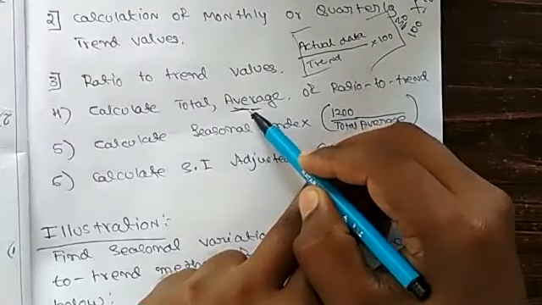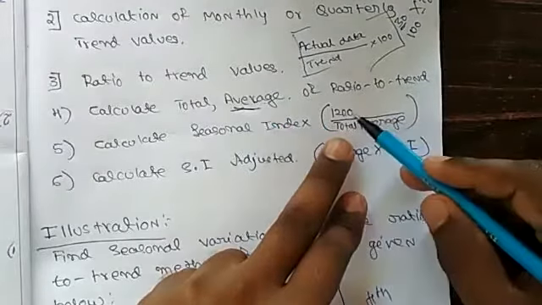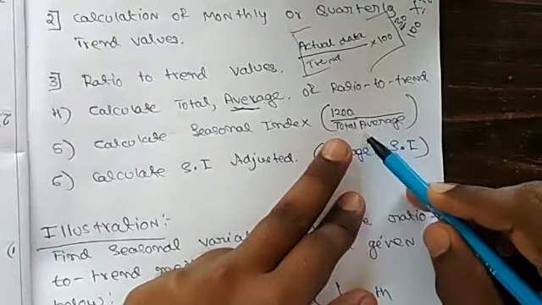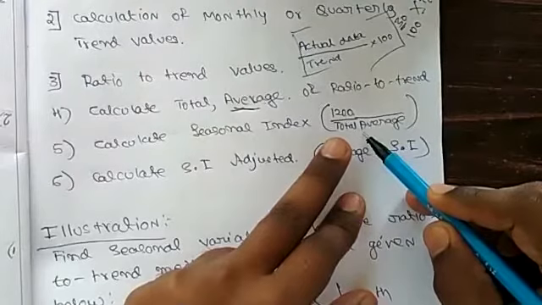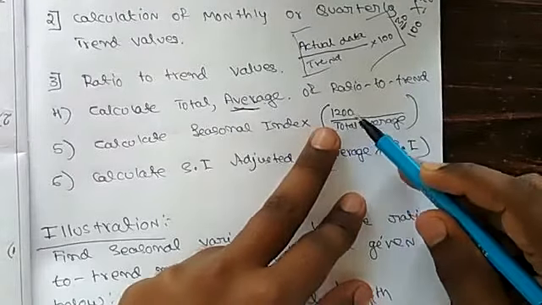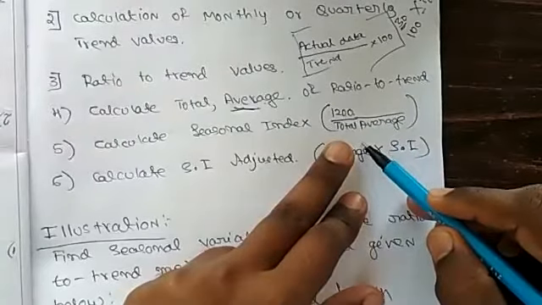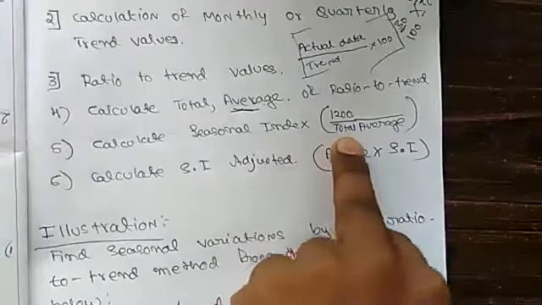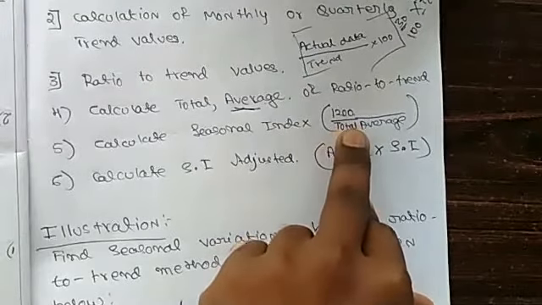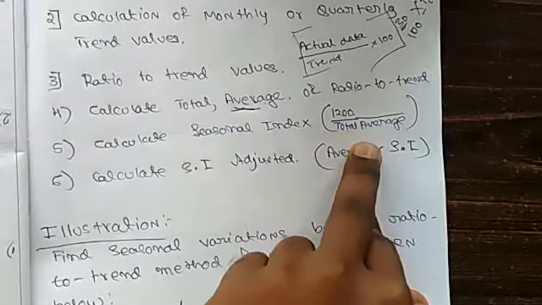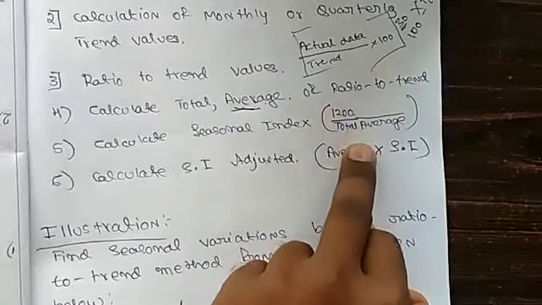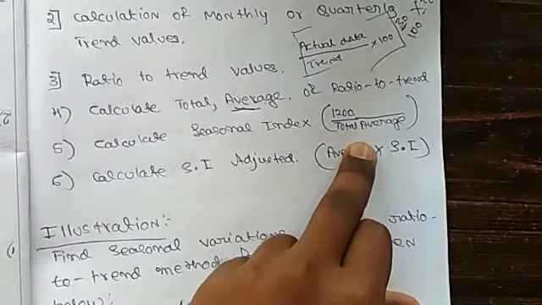So total it, find out total average. If the data is given for monthly, then 1200 divided by total average. If the data is given for quarterly, then 4 quarters, 4 into 100, 400 divided by total average. So remember, if the data is given for monthly, we can find 12 months, so 1200 divided by total average. If the data is given for quarterly, then 400 divided by total average.